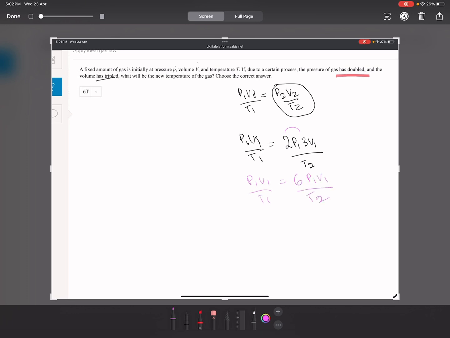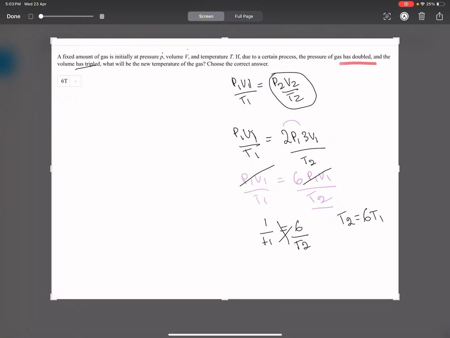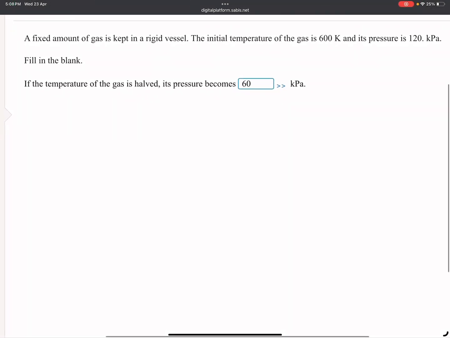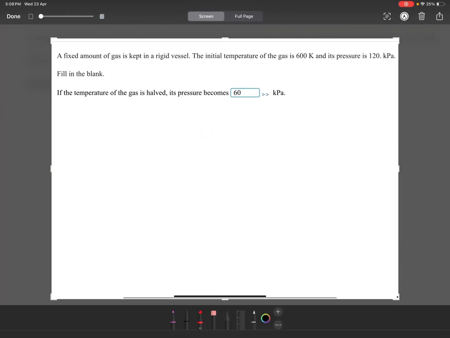What's the point of doing all this? The point of doing all this is to solve for T2. So what you can do is cancel P1 V1 here and P1 V1 there. So you get 1 over T1 equals 6 over T2. What you do here is you cross multiply, okay? You get T2 equals 6 T1. So that's the answer. So there's two ways of doing this. There's a really fast way and a slower way, but it's the same thing, okay?